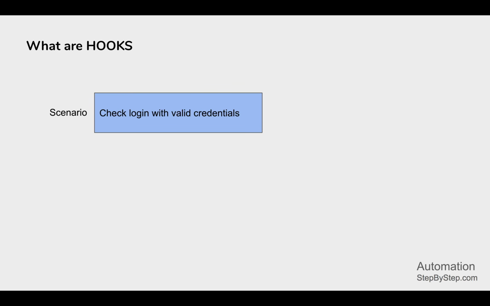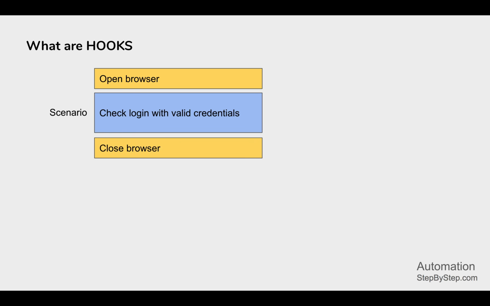Now in Cucumber we have seen in the earlier sessions that we create scenarios. So let us say that we have a scenario to check login with valid credentials. Now before we actually do the login steps, that is we log into the application, we have to do some prerequisite or setup, that is we have to set the browser and open the browser. So let us say this is kind of a setup for us, and then after the scenario is over we have to close the browser. Now these two setup and tear down actions we have to do with every scenario.